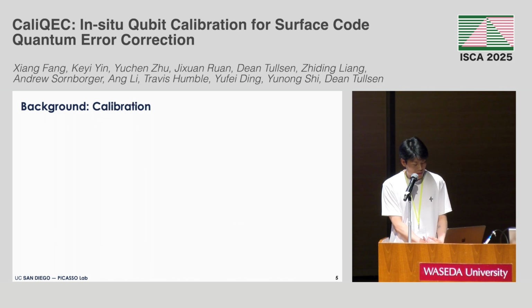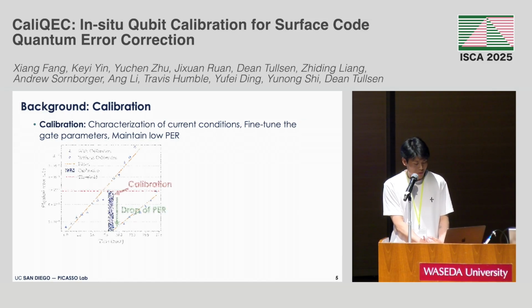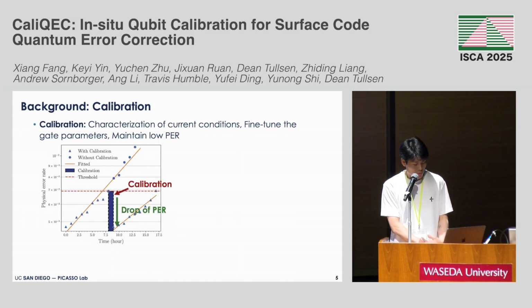So how to address this? The standard approach is called calibration, which Yuchen Zhou had discussed yesterday in depth. It will first characterize the system and gather information about the current qubit properties, and then it will fine-tune the gate parameters to their optimal values, and then recover the physical error rate to the original level. So this is how it works.